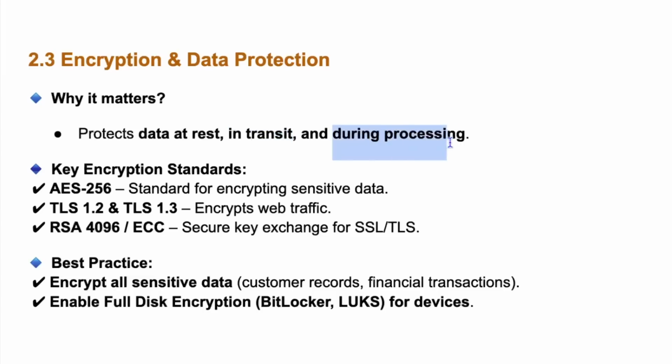And it could also be processing, so data is actually being processed, it's being rendered, whatever it's going through for it to be considered being processed, and it needs to be encrypted in that state as well. So you have data at rest, data in transit, and data during processing. Those are the various states that data would be in at any given time.